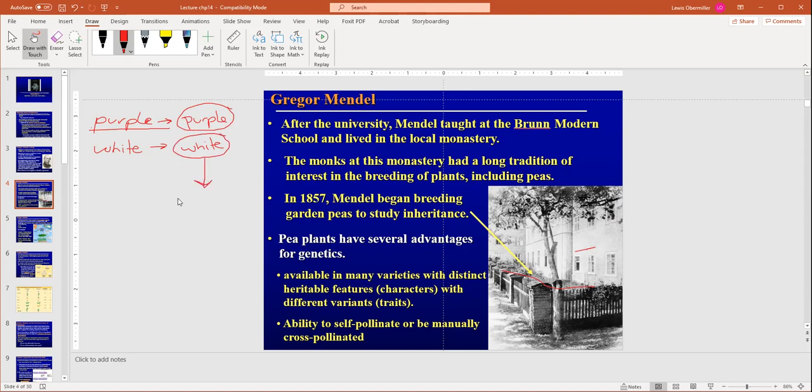Because if blending is true, then what would you expect? Purple and white. Well, if it mixed together, if blending was true, it would be like mixing purple paint with white paint. So what would you expect to come out of that? It would be like pink. Well, like a light purple. Yeah. And so if blending was true, it would be light purple.